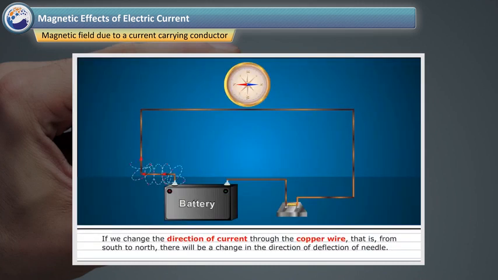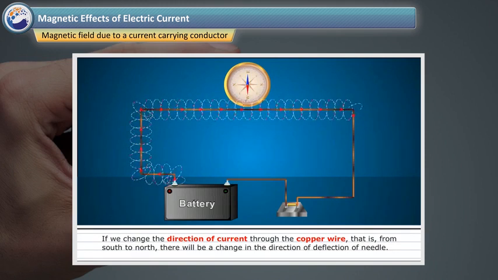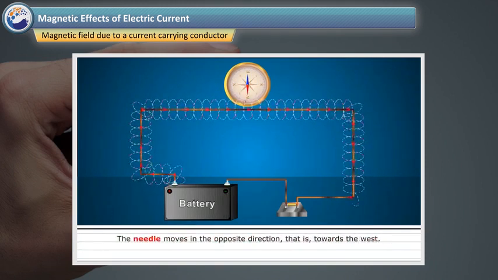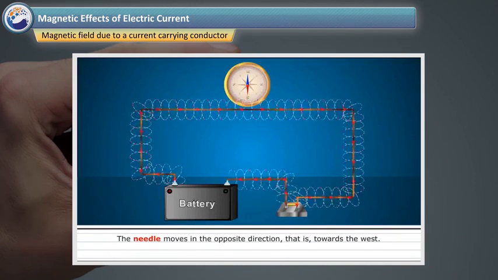If we change the direction of current through the copper wire, that is from south to north, there will be a change in the direction of deflection of the needle. The needle moves in the opposite direction, that is, towards the west.